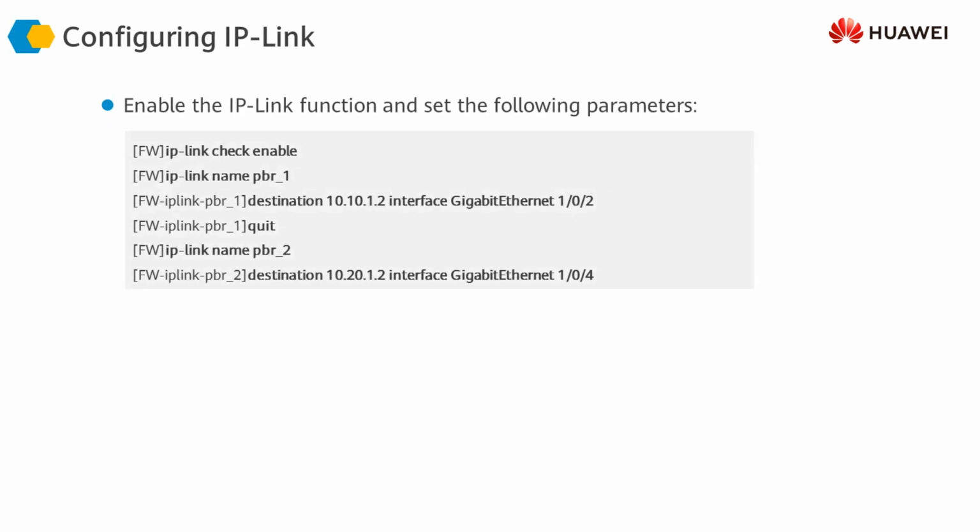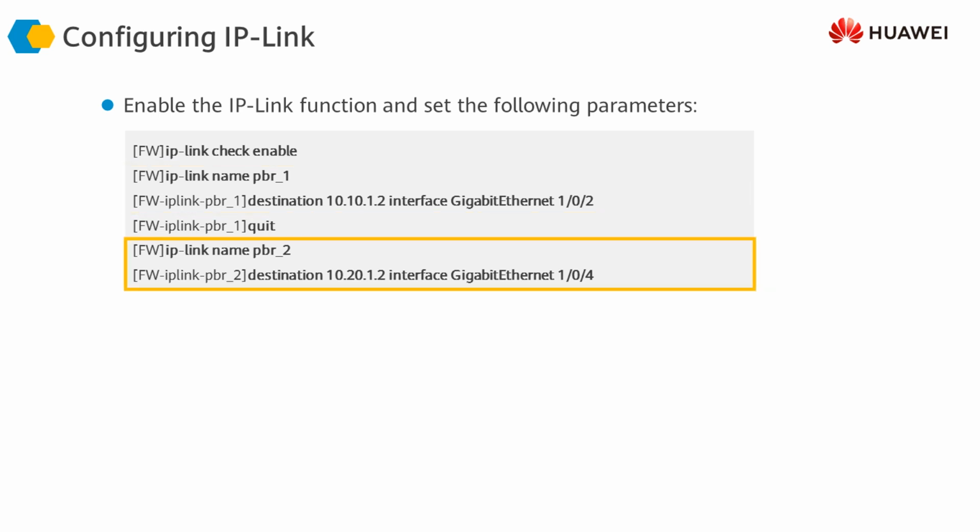Now we come to the configuration related to policy-based routing and IP link. We enable IP link check, then we configure two IP links named PBR1 and PBR2. In PBR1, we configure the destination at 10.10.1.2, which is the IP address of the gateway router, and this is the outgoing interface which is connecting us to the gateway router towards ISP1. And this is the destination address for router 2, which is the gateway router for connecting our firewall to ISP2.